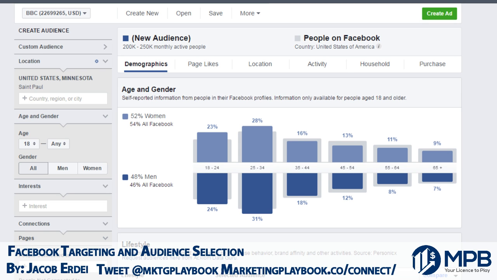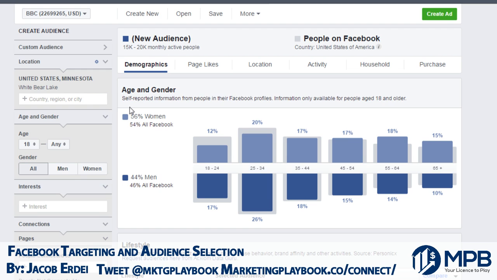But at any rate, we'll go through the different demographics here. So we're going to see in White Bear Lake, we have 56% women, 44% men. And then the biggest group here looks to be 20% age 35 to 44. So 20% are women between those ages, and then males is 26, which is higher. And just going through here, we can take a look at the demographics and who might be a good target for us for whatever it is that we're wanting to promote.